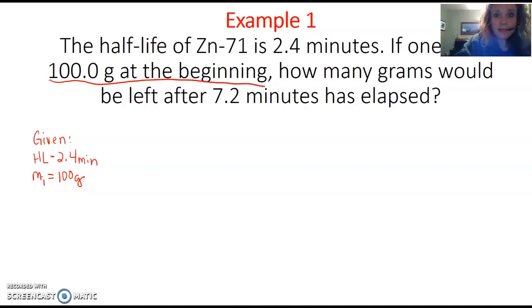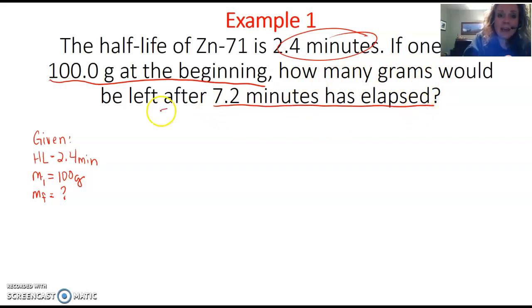The final mass is what we're looking for. So M sub F is our question mark. But we're also given 2 times. So the half-life is 2.4 minutes, which I have over here. But then we're also given how many grams would be left after 7.2 minutes has elapsed. After 7.2 minutes has elapsed. So 7.2 minutes is our final time. So T sub F is 7.2 minutes.